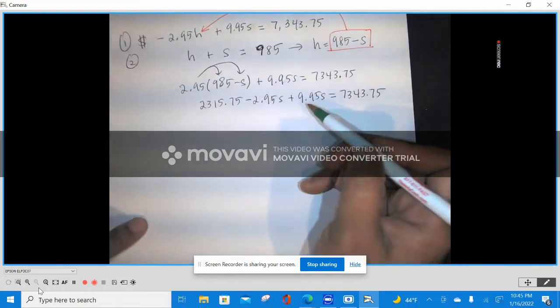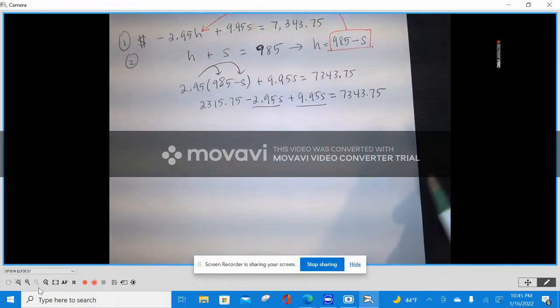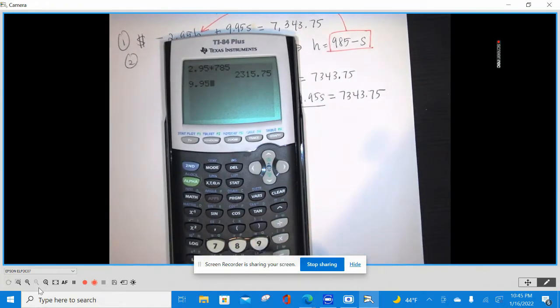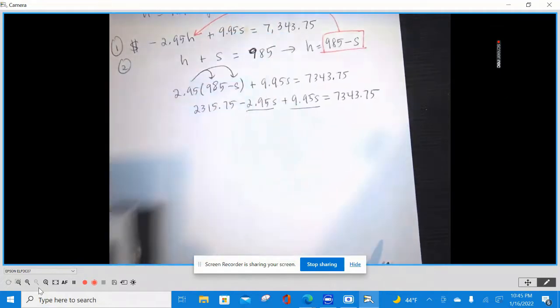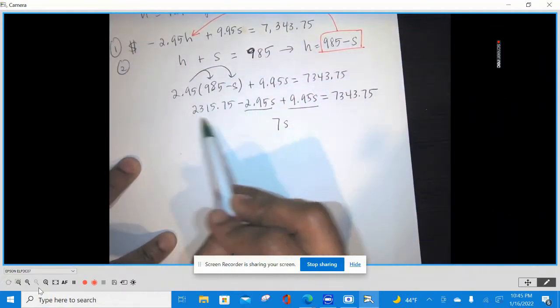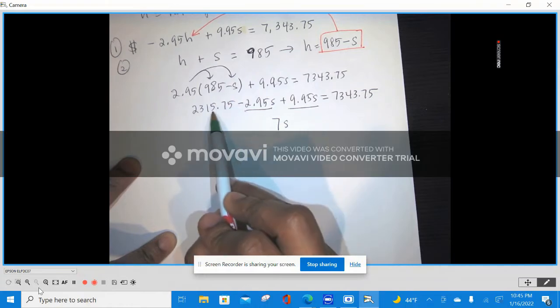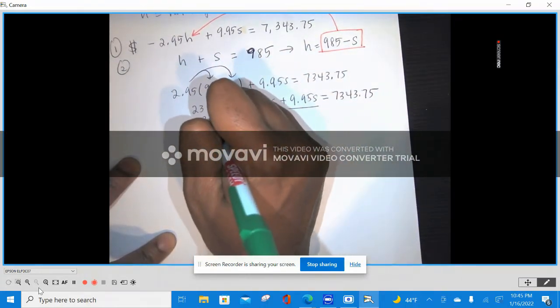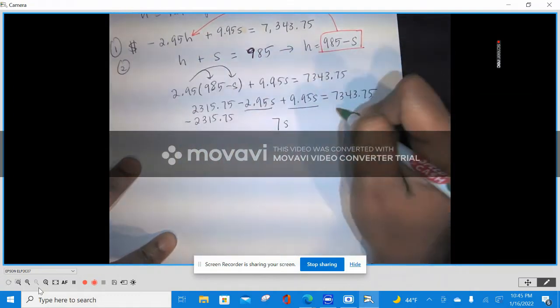Now I'm going to combine like terms, which is here and here. And 9.95 minus the 2.95 is going to be 7. That's 7S right here. And then don't forget I had this value here. I'm going to go ahead and move this to the other side. So I'm going to subtract 2905.75 over to this side.